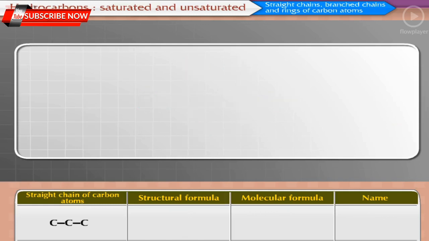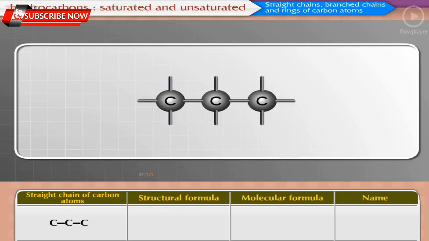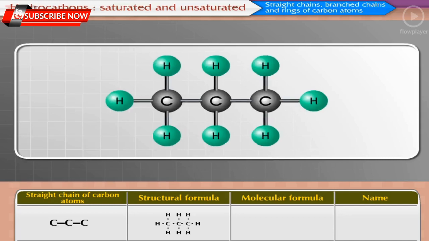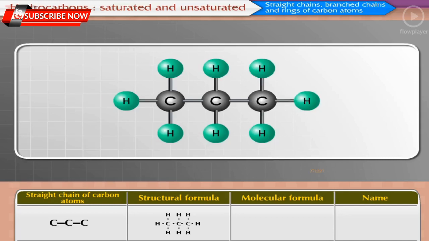The next straight chain of carbon contains 3 carbon atoms. Let us complete tetravalencies of these 3 carbon atoms by joining hydrogen atoms. From the structural formula, we get the molecular formula C3H8, and its name is propane.